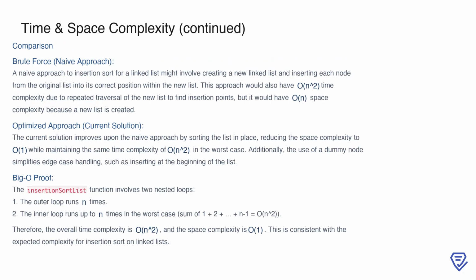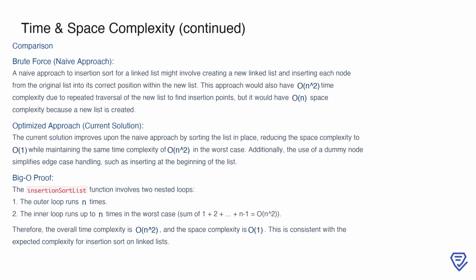To put things into perspective, let's compare this optimized approach with a brute force solution. A naive method would involve creating a new linked list and inserting each node from the original list into its correct position in the new list. While this approach would still have a time complexity of O(n²), due to repeated traversals, it would require O(n) additional space to store the new list.